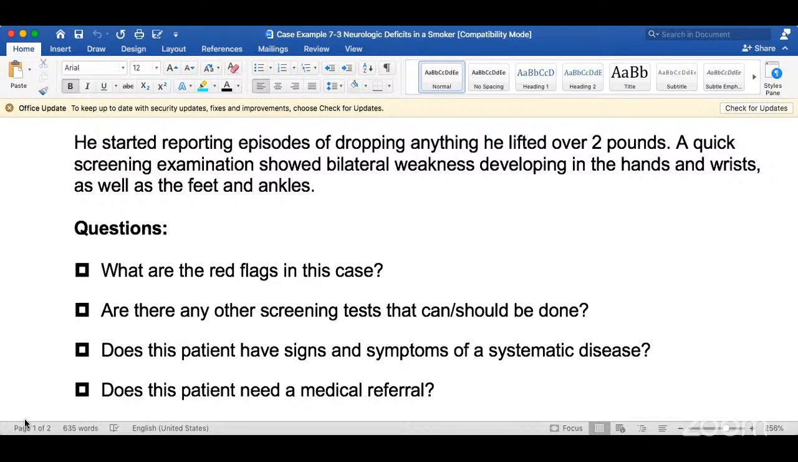Let's see. Peter. Good evening, sir. This patient has been a chronic smoker and also has alcohol use. I think it's a yellow flag. And the progressive weakness with bilateral upper limb and lower limb involvement, that's a thing that we have to do further investigation on. Okay, good.